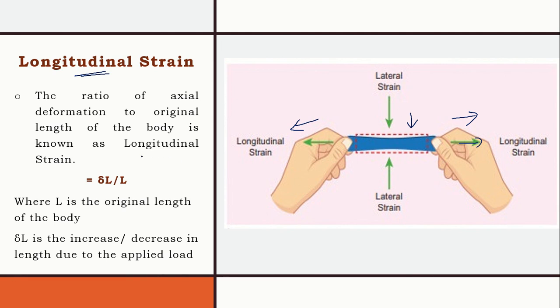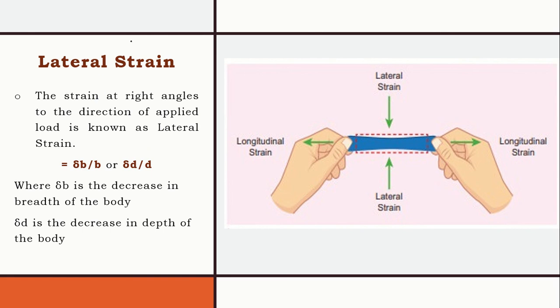Indirectly, longitudinal strain is the deformation along the length of the object or length of the body, which is given by the formula delta L by L. As I've told, lateral strain is what occurs perpendicular to the length of the body. Which acts along the length is longitudinal strain. Which acts perpendicular to this longitudinal is called lateral strain. Basic examples for lateral strain will be depth or breadth or diameter, which is given by delta B by B or delta D by D.